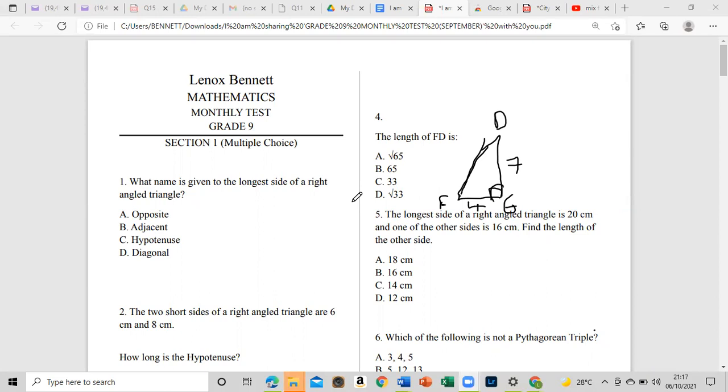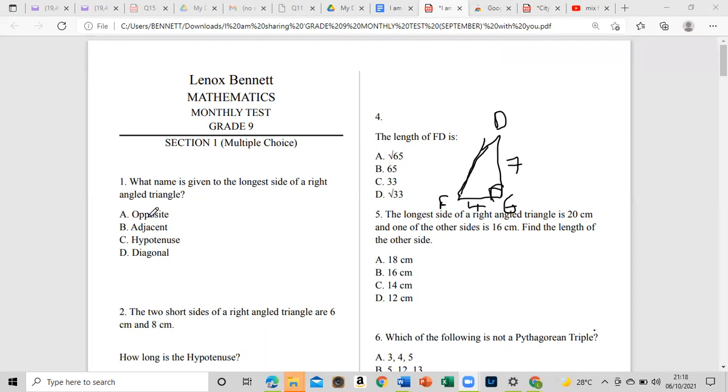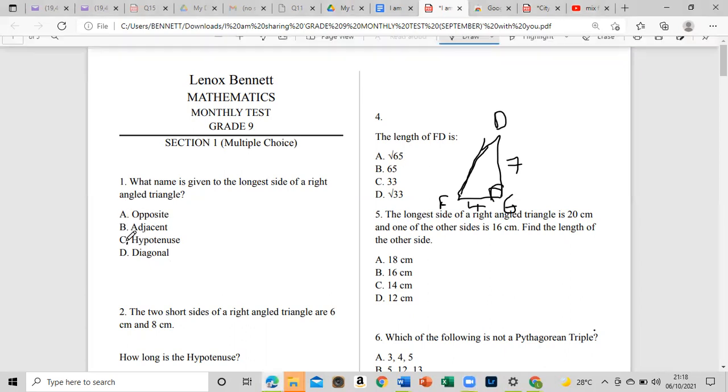So we start it that way. Alright, so first part of it is multiple choice, and it says, what name is given to the longest side of a right angled triangle? Is it the opposite, the adjacent, the hypotenuse, or the diagonal? So that is known as the hypotenuse.